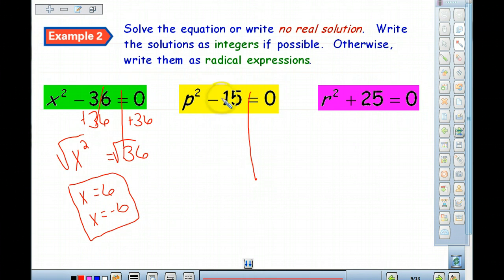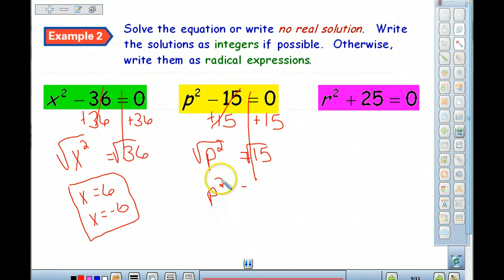Okay, so this one, again, we need p squared by itself. So we're going to add 15 and add 15. That gives me p squared equals 15. Take the square root of both sides. And we get, sorry, the square root of p squared is p. Okay, equals, can we reduce the square root of 15? We can't, so we've got p equals the square root of 15, and p equals negative the square root of 15.